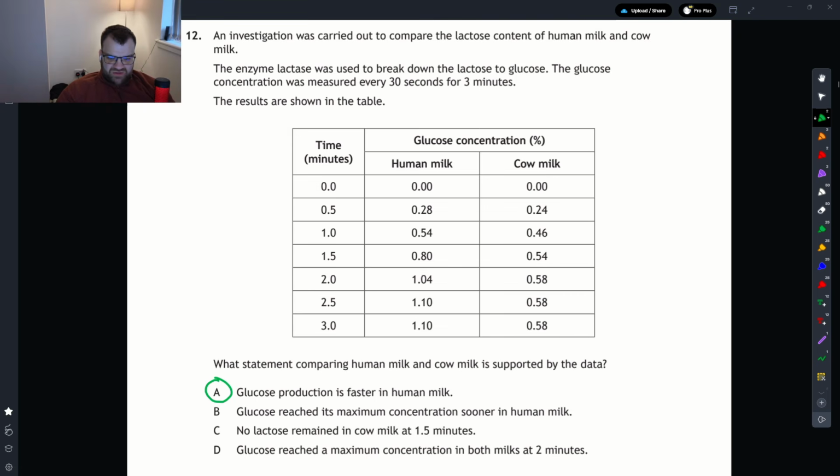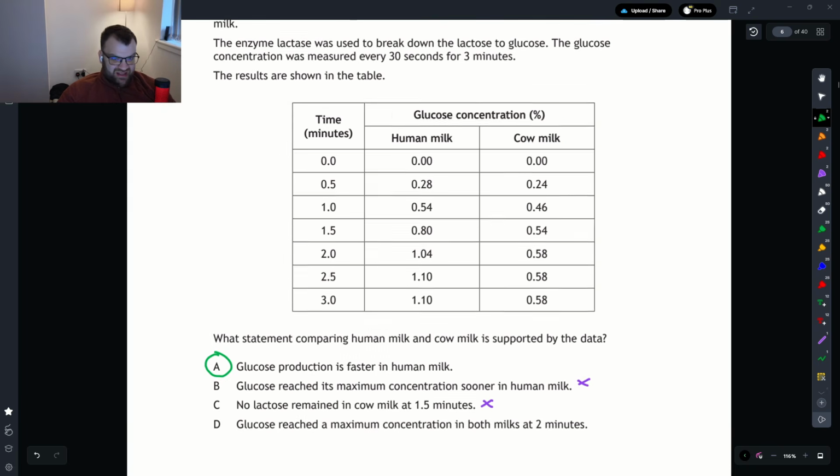Glucose reaches its maximum concentration sooner in human milk. Well, it got to the maximum somewhere between 2 and 2.5 minutes, whereas for the cow milk, they reached a peak earlier, so that's not going to be that one. No lactose remained in cow milk in 1.5 minutes. Well, if that was true, that would be your final result, but we can see here that it's still going up, so that's not going to be that one. Maximum at 2 minutes. Well, it didn't reach a maximum in the human milk because the human milk was still going up past 2 minutes. So yeah, I'm comfortable with that one.